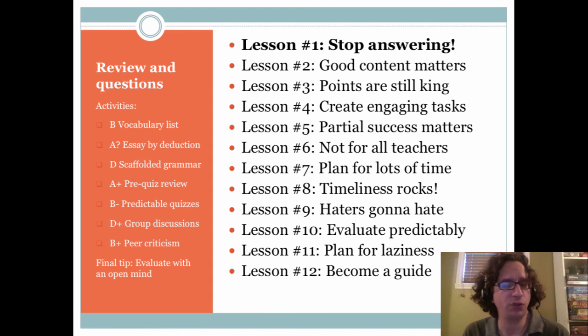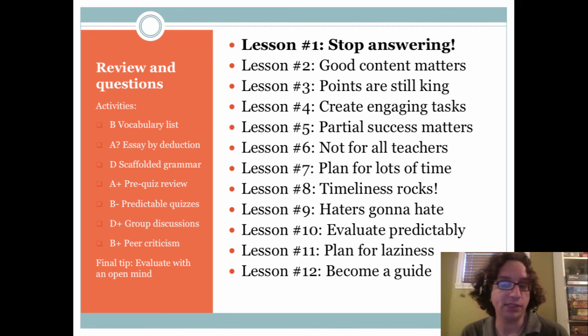Lesson number 7, plan for lots of time, and I mean class time, but I mean also your time. You need a lot of class time to do active learning. It doesn't mean that students are learning less because they're learning faster, but you need lots of time. Lesson number 8, timeliness rocks. Even if you're not doing active learning, think of this time just before evaluations as very precious time where the students will be engaged and interested and use that time.